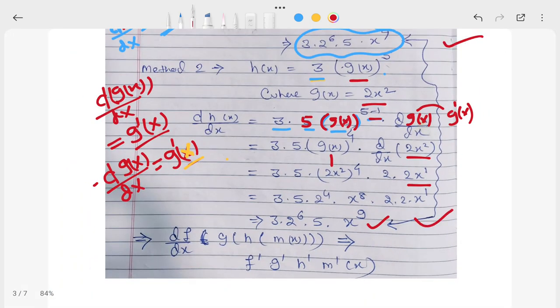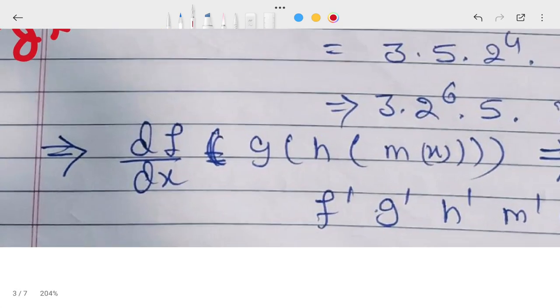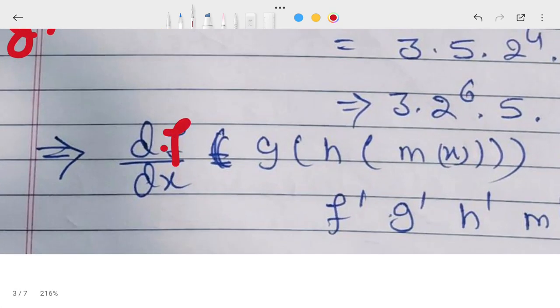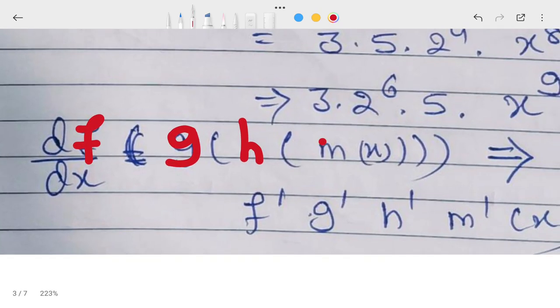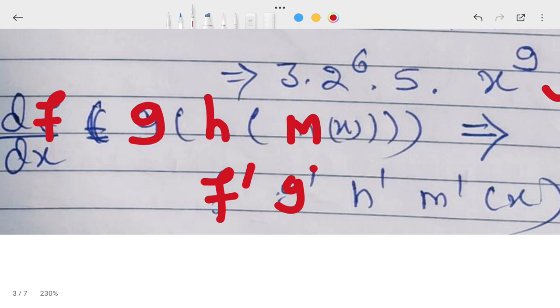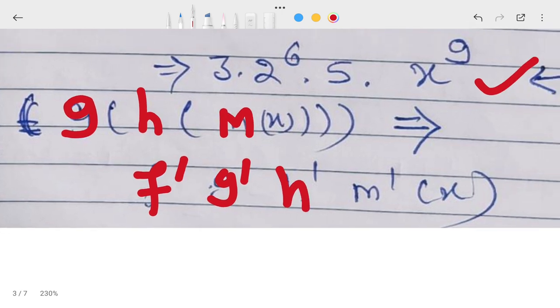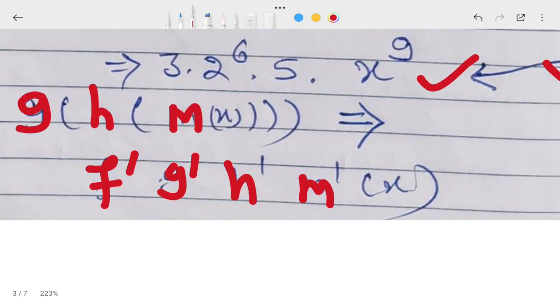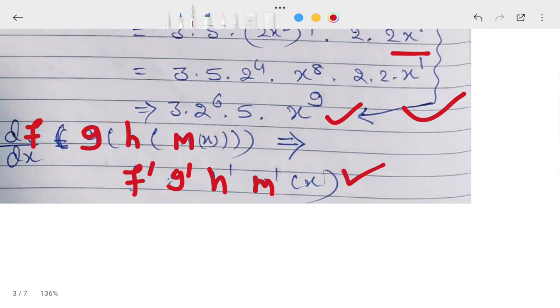So what is the meaning of this? The overall is, if you want to differentiate any function and inside the function there is a g, and inside g there is an h, and inside h there is an m. If you want to differentiate f, you will differentiate f, then you will differentiate g, then you will differentiate h, then you will differentiate m. Okay, so that is the meaning of chain rule. So one by one you are differentiating all the functions.